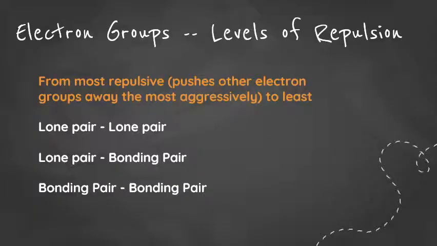So just to review those electron group levels of repulsion, our most repulsive is lone pair to lone pair. Like in the water molecule we looked at, those lone pairs really don't want to be next to other lone pairs, so they're going to create even smaller angles when they're next to each other. Next up is lone pair to bonding pair. Not quite as repulsive as lone pair to lone pair, but those lone pairs are still going to push those bonding pairs away pretty aggressively. And finally, bonding pair to bonding pair. Even though those electrons still don't want to be next to each other, they're not quite as aggressively pushing apart as, say, a lone pair would.